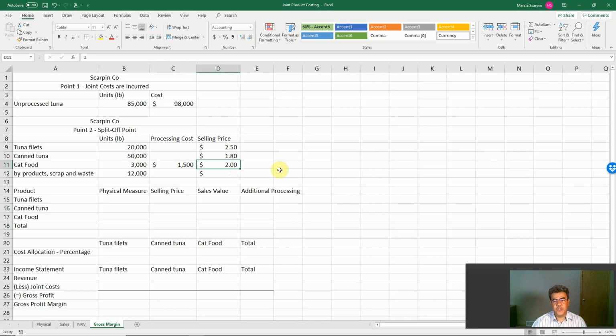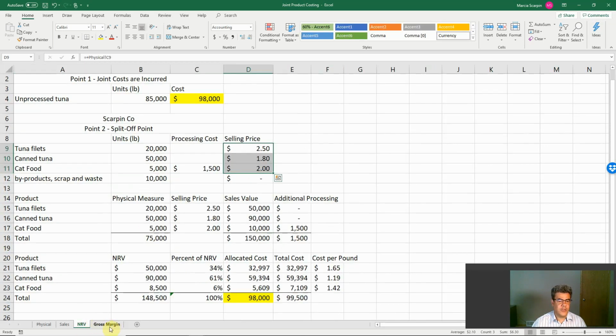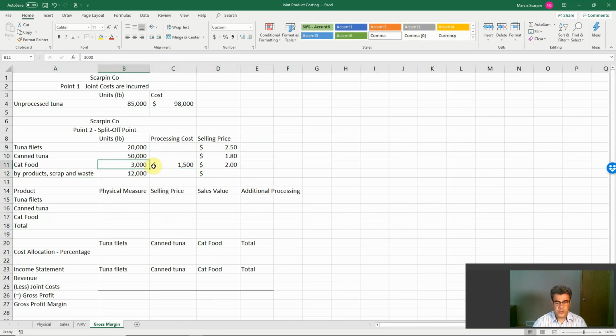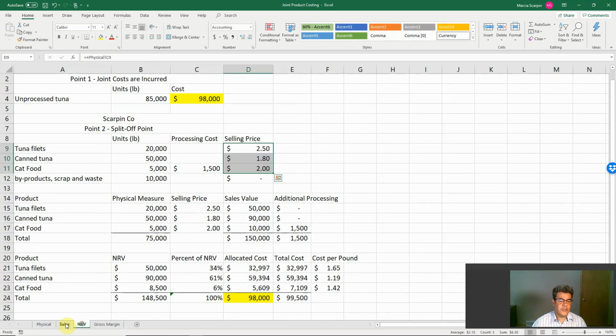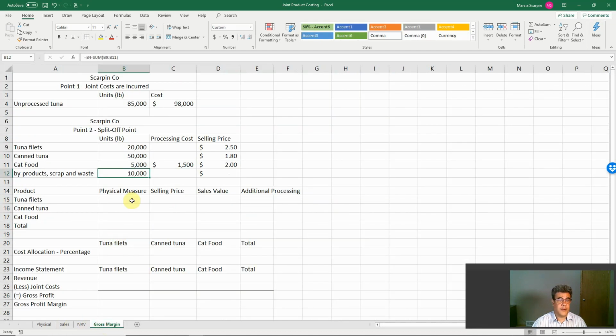And the selling price is $2. The remaining byproduct, scrap and waste, is irrelevant, so we will not be considering this number. And by the way, this cat food number is wrong. It's not 3,000, sorry, it is 5,000. And then we will have the same numbers for all of our methods, and you will be able to compare later. So, what do we have here?